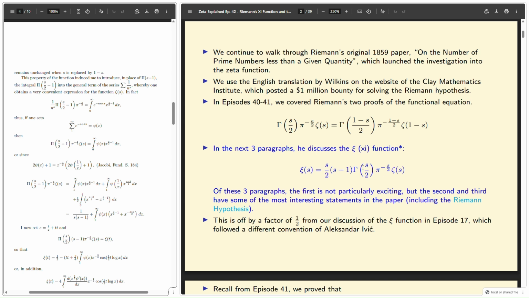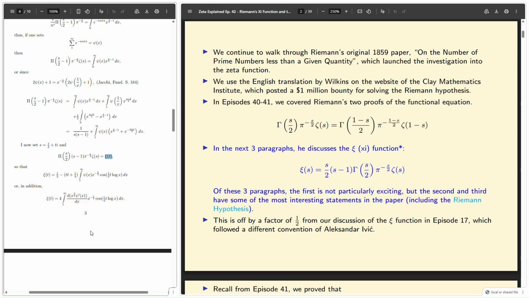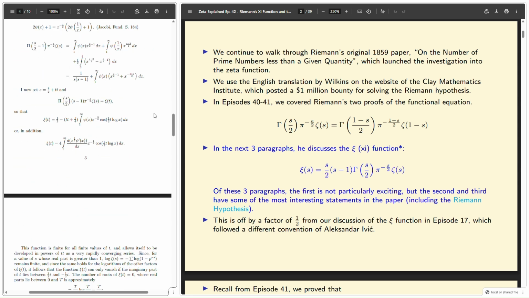Xi is defined as follows. Although if you have a very keen eye here, you might notice that this is actually not the definition that Riemann said. So Riemann defines Xi here like this. I'm going to scroll down a little bit more. And so I'll explain why this definition is a little bit different from Riemann's definition.